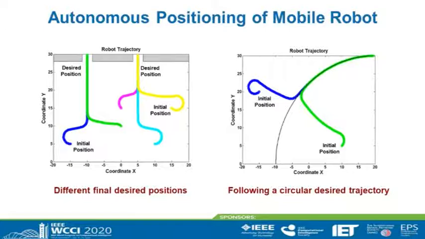Here we show the results of the autonomous motion of the mobile robot. In this figure, we have the motion from different initial positions to different desired positions. And here we also show the trajectory of the mobile robot following with high accuracy a circular trajectory. These results verify the effectiveness and the performance of neural networks for the control of complex nonlinear systems.